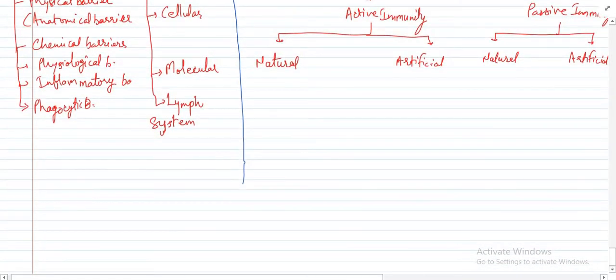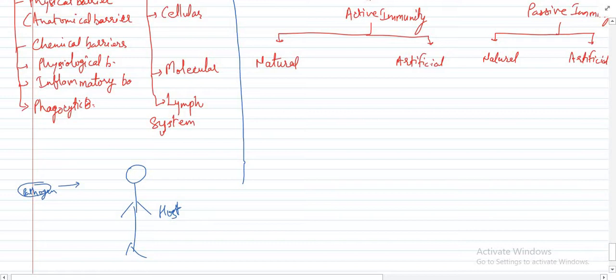Suppose there is a pathogen. Okay, there is a pathogen, and it attacks a person. Okay, this is a host, the human. Okay, human is a host.